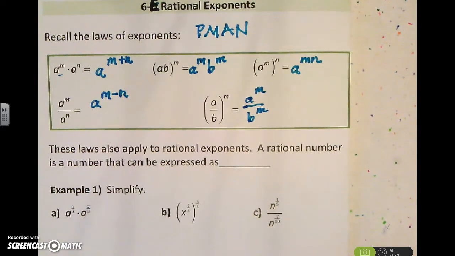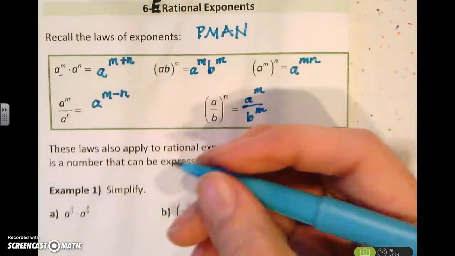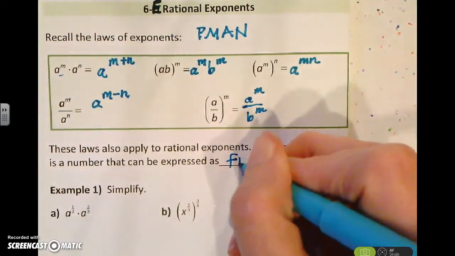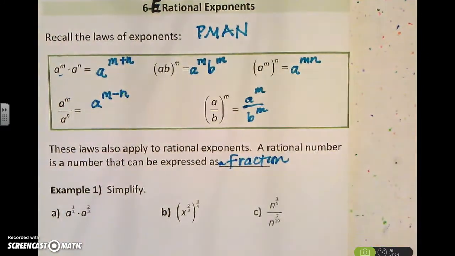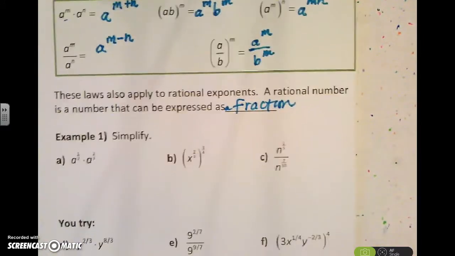So all these laws are going to apply to rational exponents. And a rational number is a number that can be expressed as a fraction. All right, so some examples.